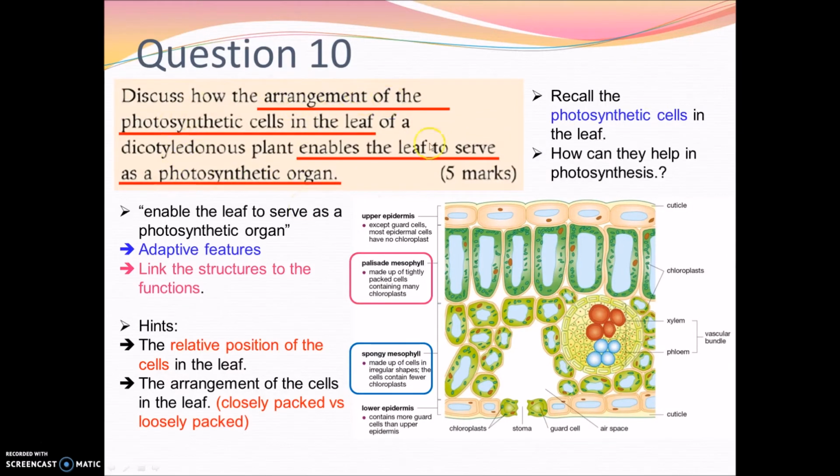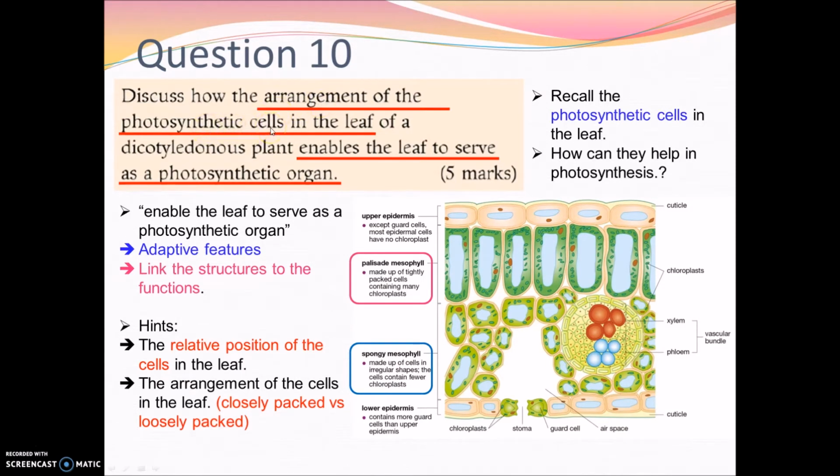Actually, for this question, I always talk about the adaptive features. In this question it just did not use this word, but actually it is asking for the adaptive features of the photosynthetic cells for the function of photosynthesis. So that's why we need to link the structure and the function together. I talk about it many times. But in this part, the focus will be the arrangement of the photosynthetic cells.